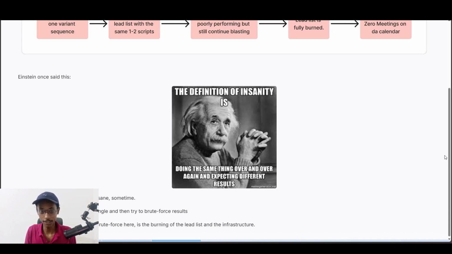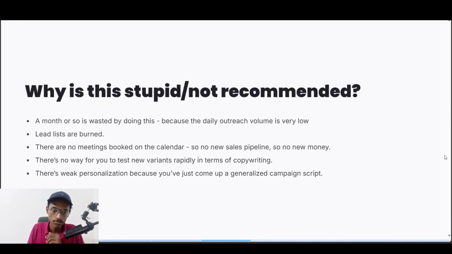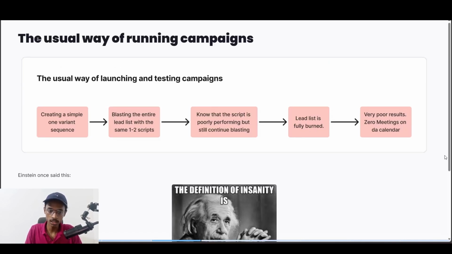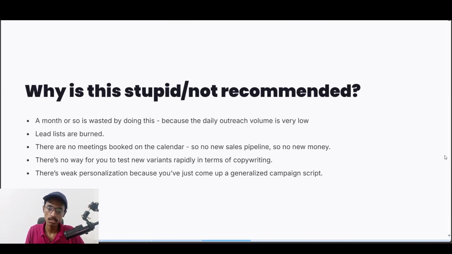And ideally, we don't want that, right? So, why is this stupid and not recommended? Well, a month or so is wasted by doing this because the daily outreach volume is low. A lot of people, when they go with the usual way of running campaigns, send 50 to 100 emails per day with a generic script. They blast the list, the daily outreach volume is low, and therefore the lead lists are burnt. There are no meetings booked on the calendar, so there's no new sales pipeline, no new money.